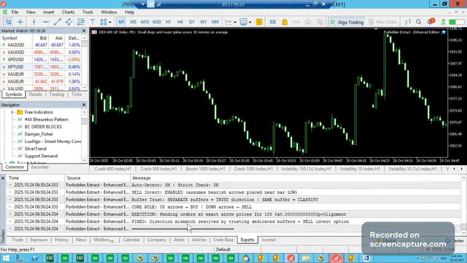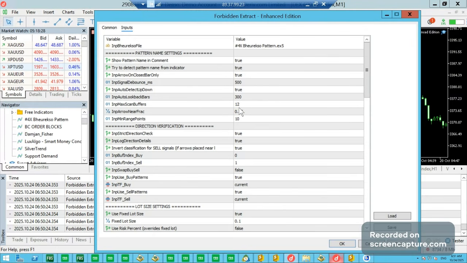Can you see now? See what is going on here? Fix direction mismatch resolved by trusting dedicated buffers. So automatically, if there is any error, because of the functions we have set on the buffers, it will check the correctness of the buffers here, input mask and buffer, and it will correct it immediately. So that's the function of that. Input strict direction check works in line with this input log direction, because it will be checking everything before it executes the trades.